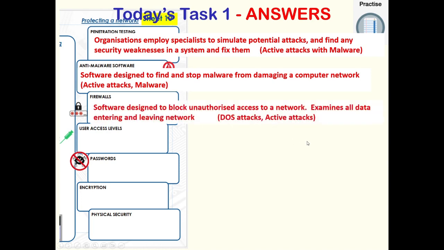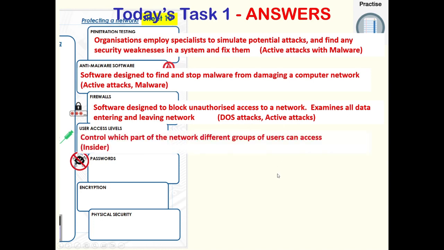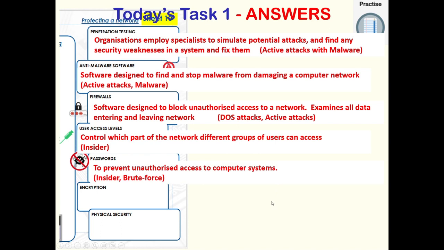Firewall is software designed to block unauthorized access. It examines all the data entering and leaving a network. That is best to prevent against DOS or active attacks. User access levels controls what part of the network different groups of users can access. That is insider attacks it prevents. Passwords to prevent unauthorized access to a computer system or network. That prevents against insider or brute force.